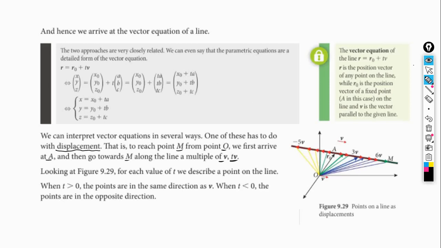So for example, if t equals 3, this would be 3 times v, 6 times v over here, till we get to point M. Now, when t is greater than 0, the points are in the same direction as vector v, and when t is less than 0, the points are in the opposite direction.